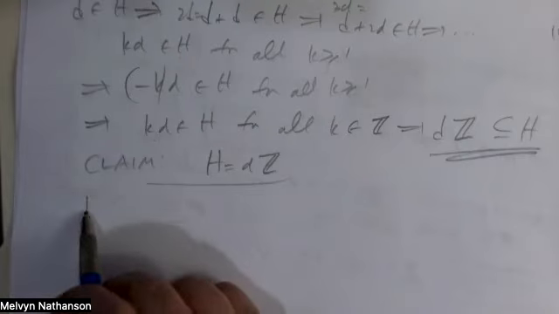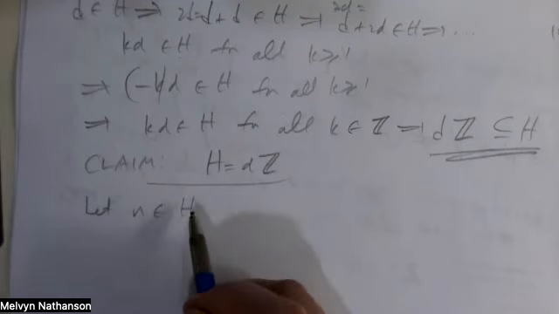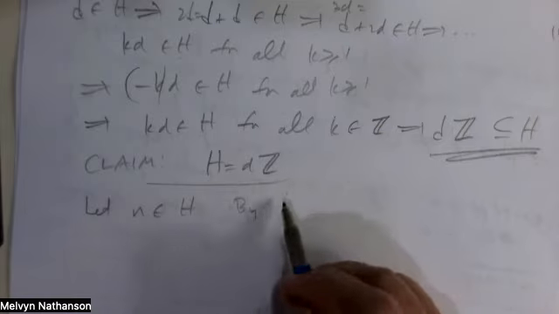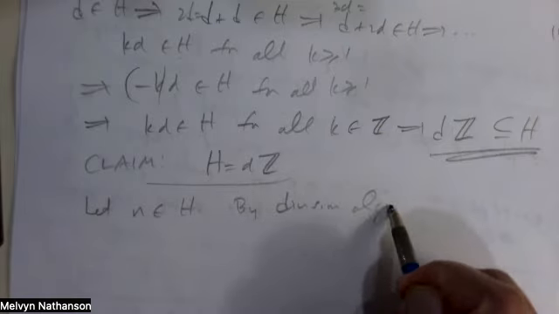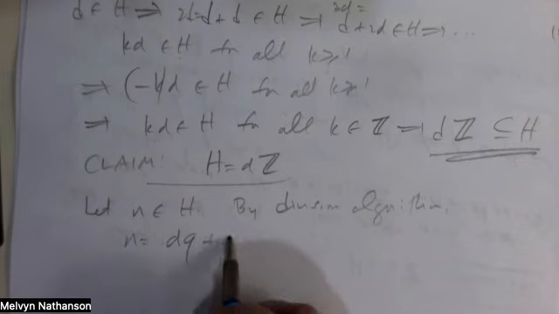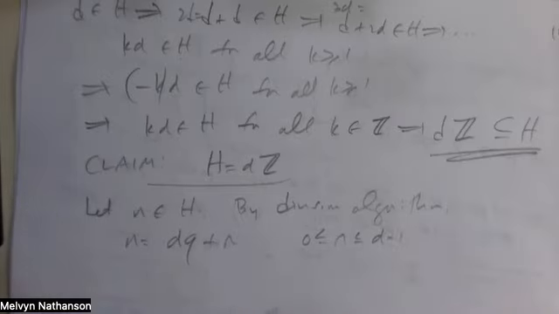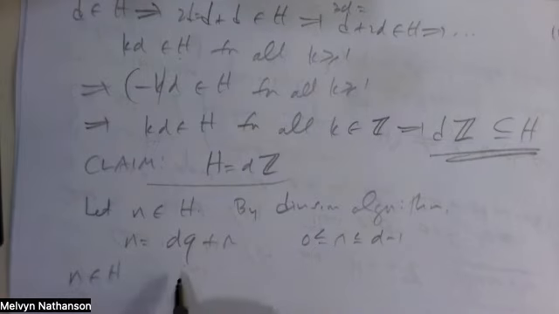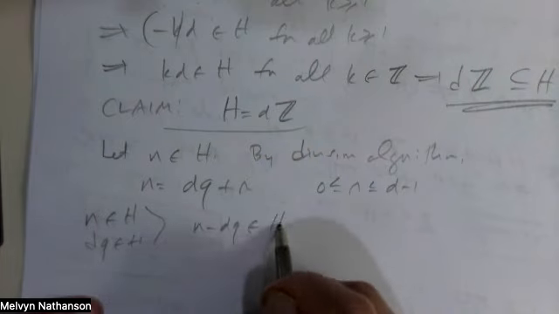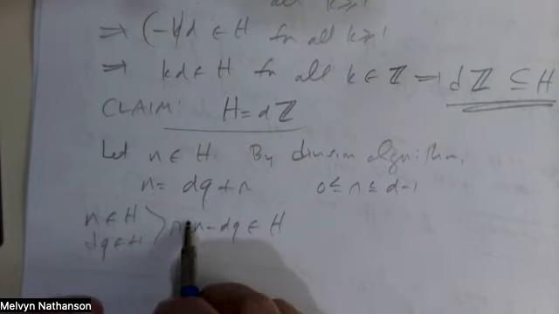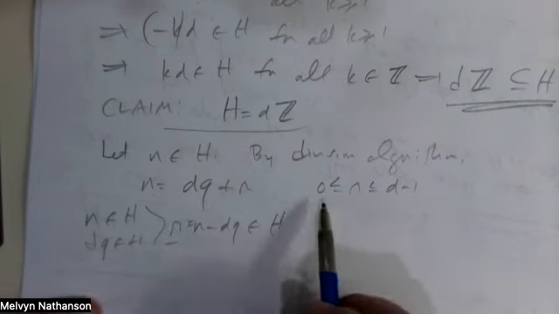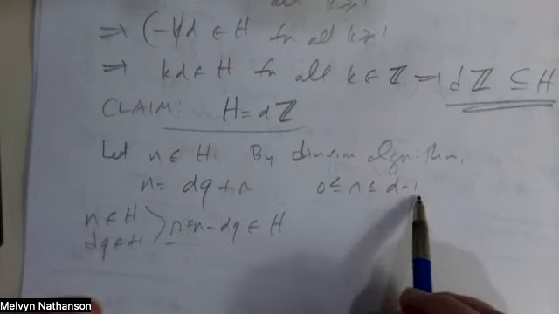And how can we prove this? Well, let N be any element in H, any element. We have the division algorithm. By the division algorithm, I can write N as D times some quotient plus the remainder, where the remainder is between 0 and D minus 1. And then what do I know? N is in H. DQ is in H. H is closed under addition, subtraction. N minus DQ is in H. But N minus DQ is R. R is in H.